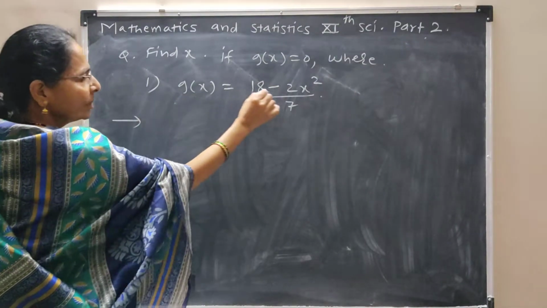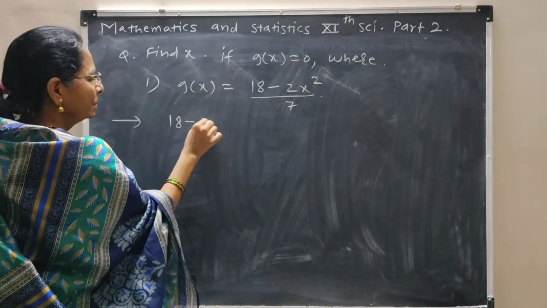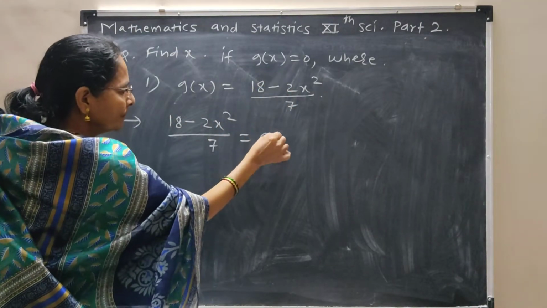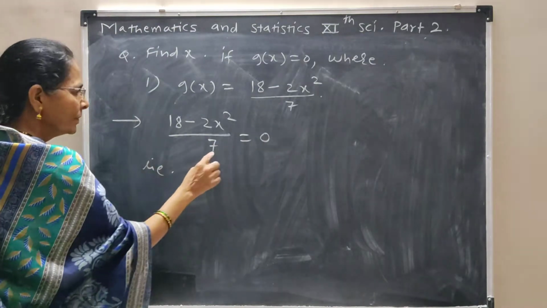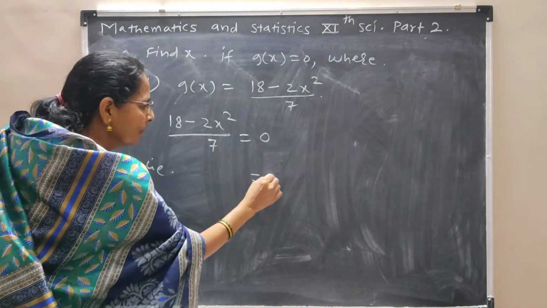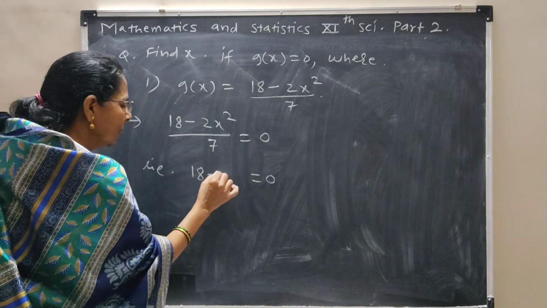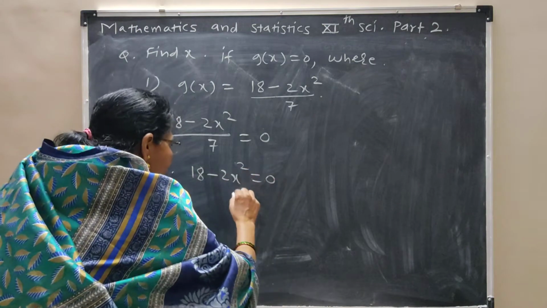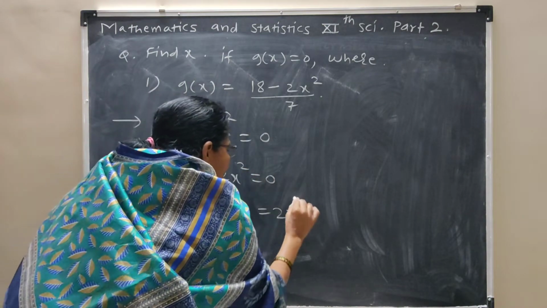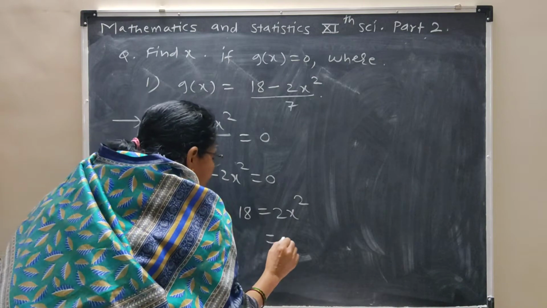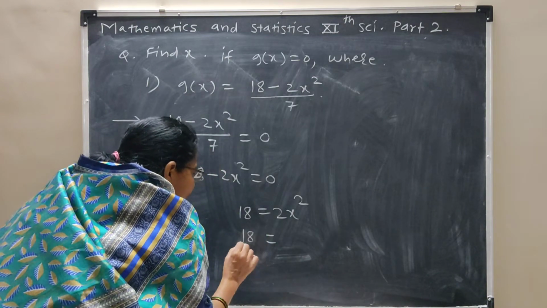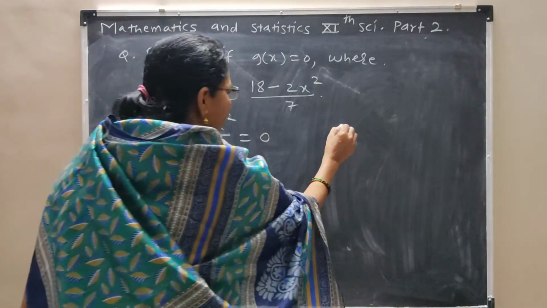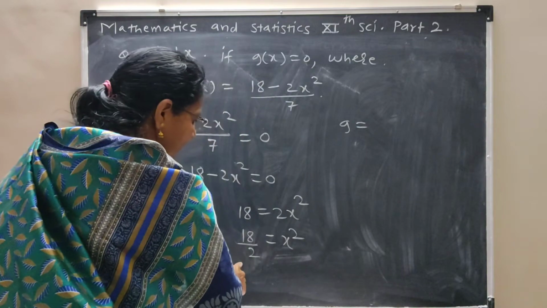Now this is g(x), that means this value, take equal to 0. Next step, 7 and 0 product is 0, so 18 minus 2x square. Next step is this 2x square to this side becomes positive. This 2 to this side goes at denominator. Here is x square. After simplification we get 9 is equal to x square.